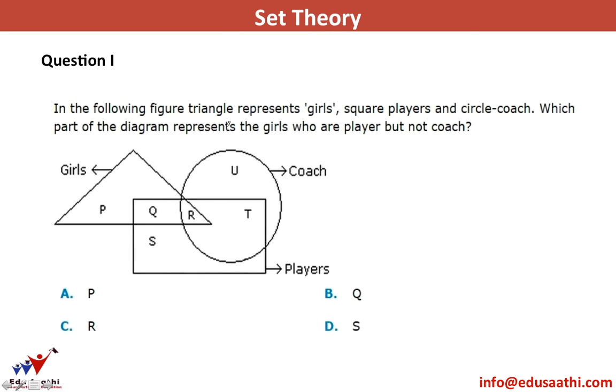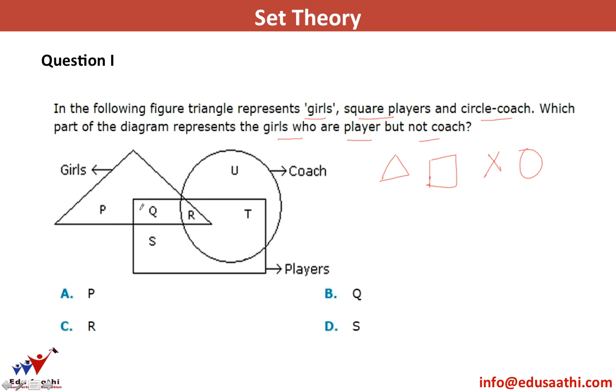Let's do some practice questions. In the following figure, triangle represents girls, so this represents girls. Square represents players, so this square here represents players, and circle represents a coach. Which part of the diagram represents the girls who are players but not coach? So I want the number which lies inside the triangle, also inside the square, but not inside a circle. These kinds of questions are generally asked in the examination.